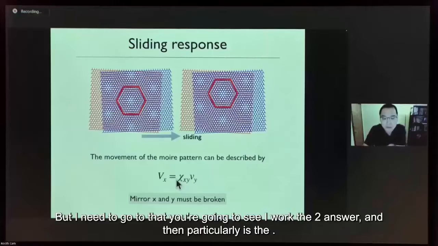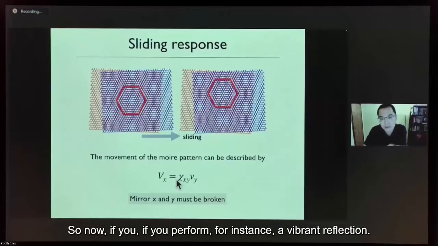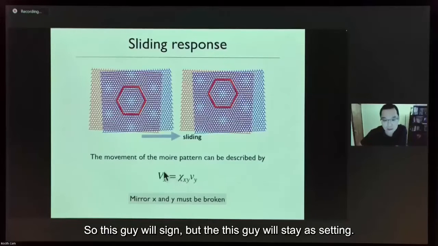Okay, so now because this chi xy connects the velocity along the y direction, the little v, to the Moiré velocity in the x direction, if you perform, for instance, a mirror x reflection, this one will flip sign, but this one will stay the same. Which tells you that in this case, if the symmetry has mirror x symmetry, then chi xy has to be 0. And similarly, you can argue that the mirror y has to be broken.